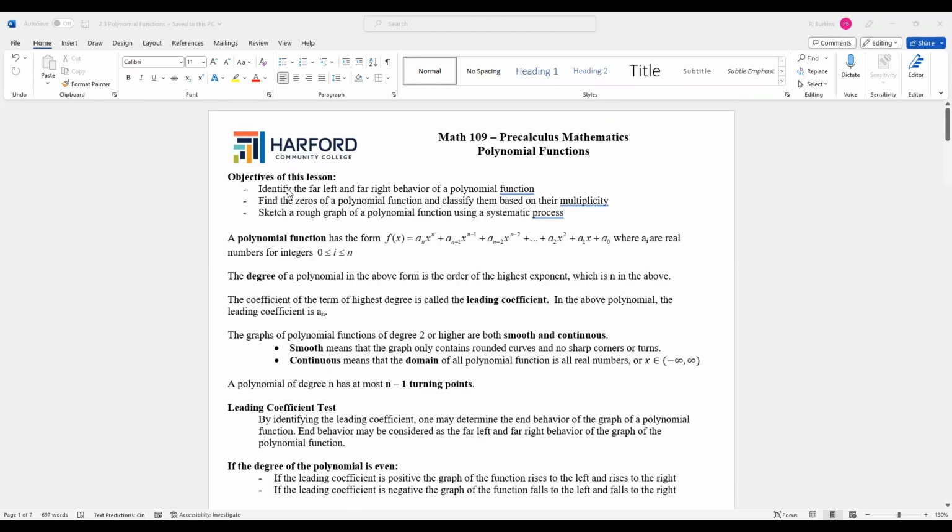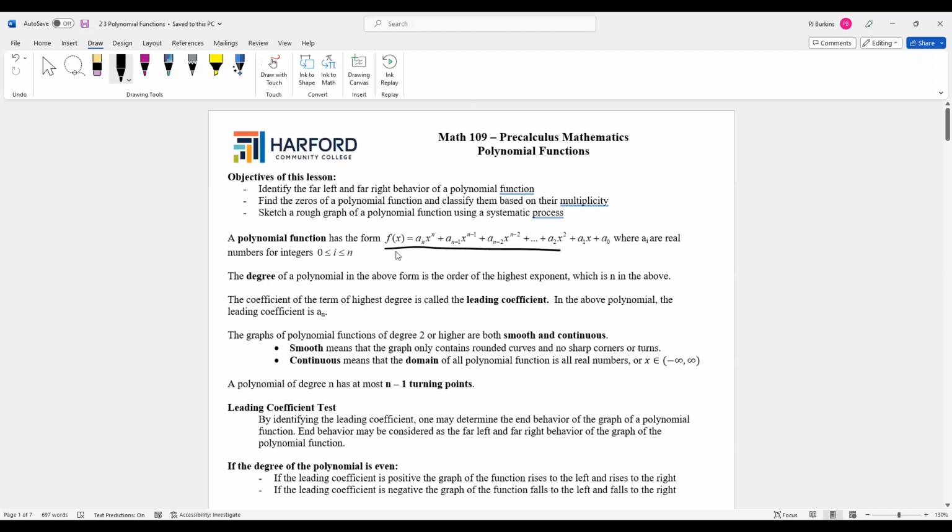So first off, what is a polynomial function? Well, it needs to be of this form. And this a sub n is just some coefficient, right? The n is a subscript. It's just a number. So if there's 10 terms, you would have a sub 10. Then, or excuse me, a sub 9, because we have a0. So that would make 10.